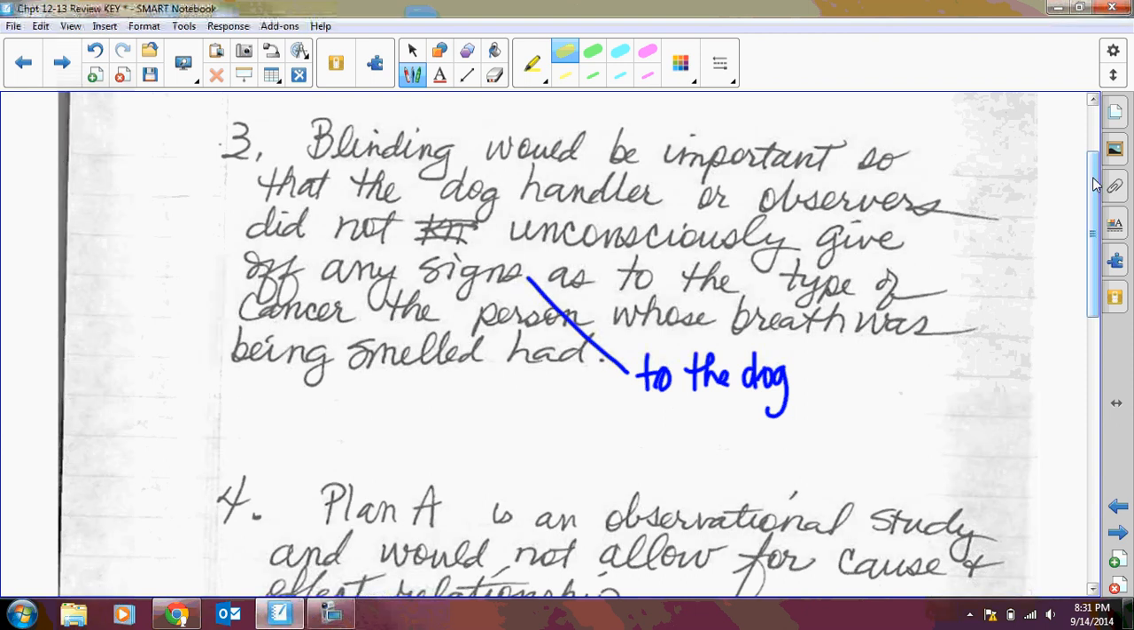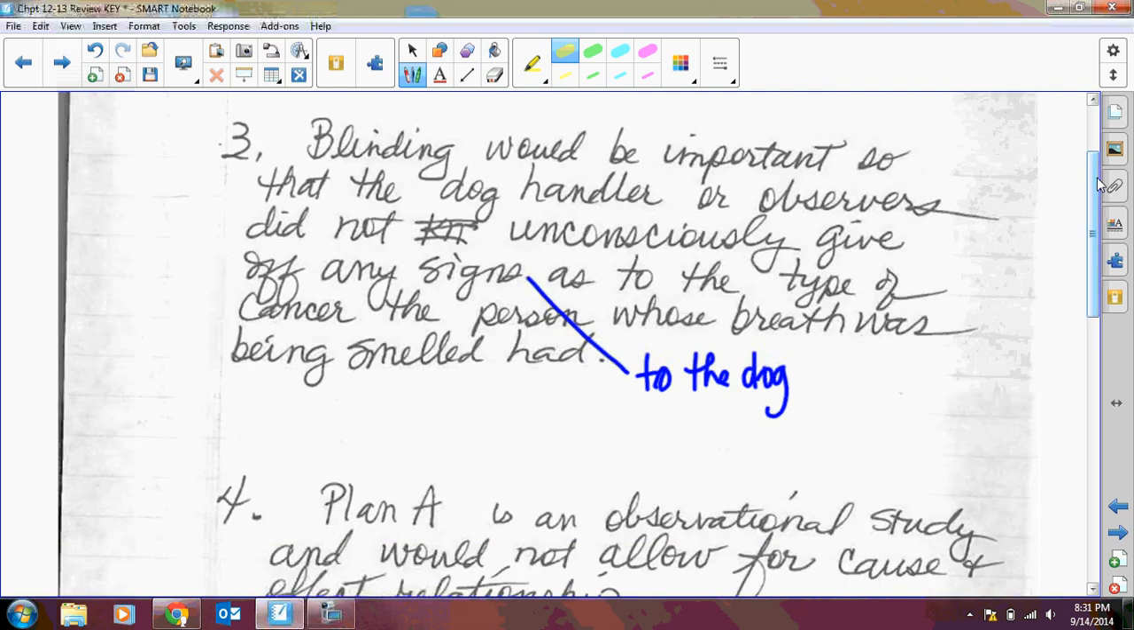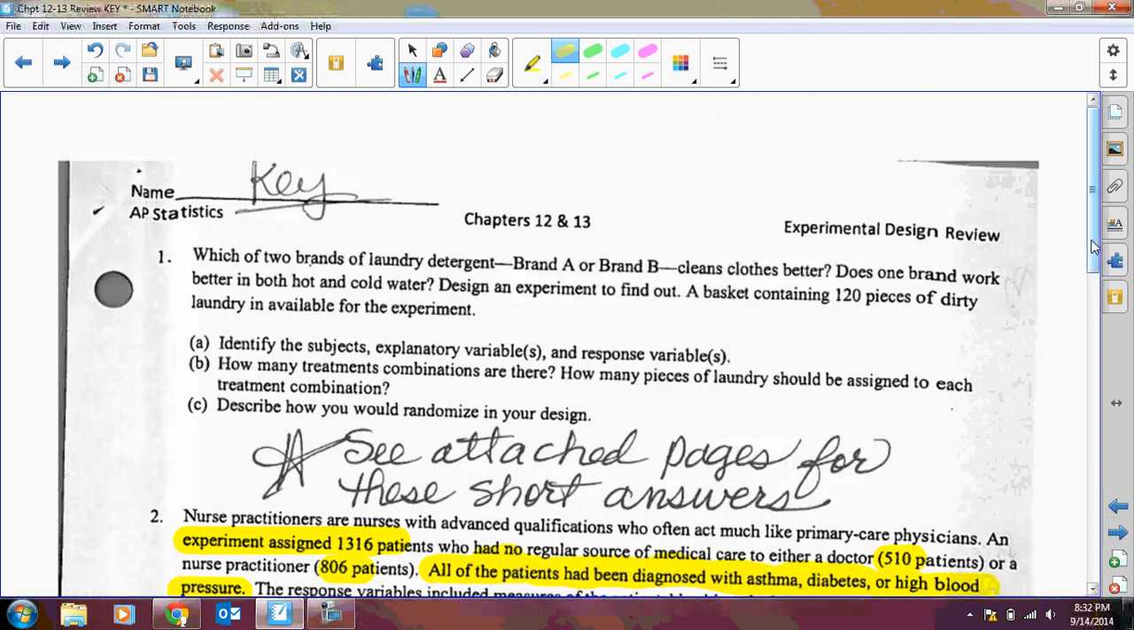And of course, you wouldn't want the person with the cancer or not, the person being examined, to know if they had cancer. And really, you don't want them to know what the dog's response means, because I would imagine that you don't want them to get word of cancer through a dog laying down. So that's why it's important to blind both of those, because they would have a psychological impact upon that dog.